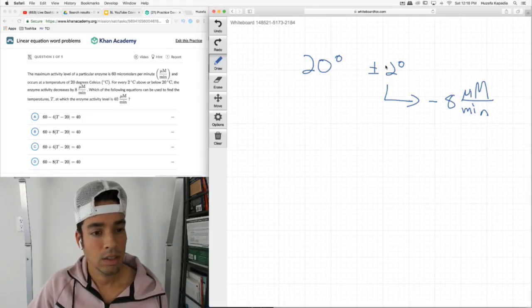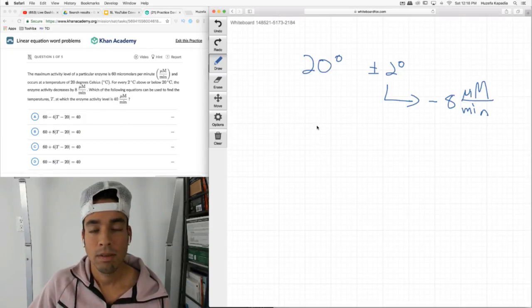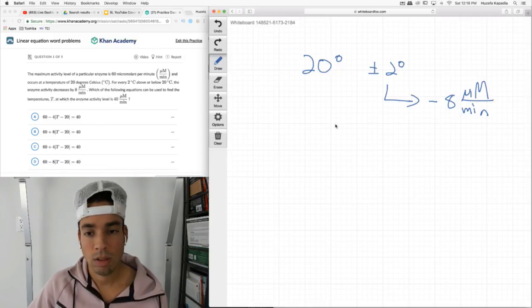Because we're dropping by 8 every time the temperature changes by 2 beyond 20. So there's going to be 2 places, right? And I'm going to show you how we're going to reach that, and then we'll use that to figure out which equation works. So if I go from 20 to 22, changing it by 2 degrees, remember we're going to be decreasing by 8.